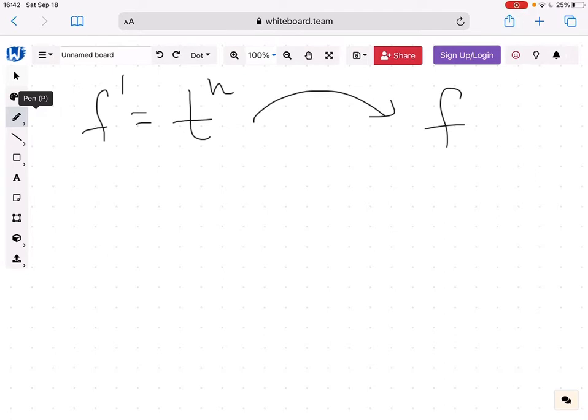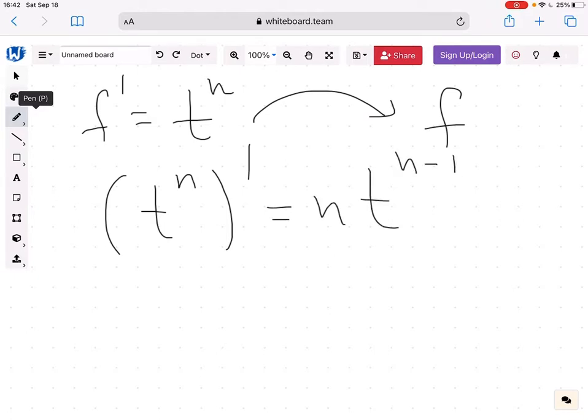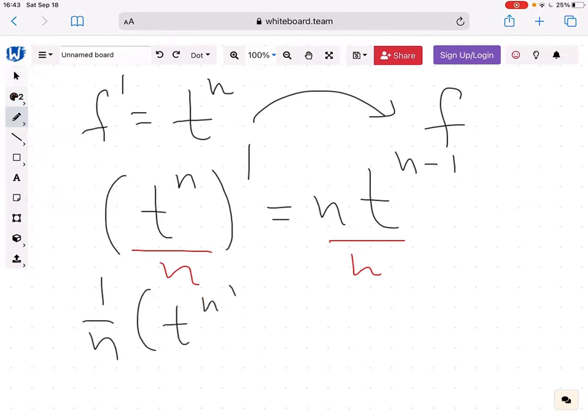Well, we should go back to our power functions and try to differentiate them. So if we have t to the n and we take a derivative, we get n t to the power n minus 1. Next thing we want to do is let's divide everything by n, both parts. We can do that. In this case, we're going to get 1 over n, t to the nth power, prime equals t to the power of n minus 1.